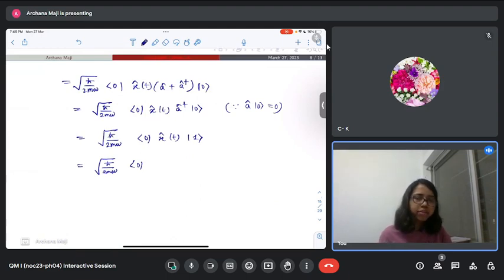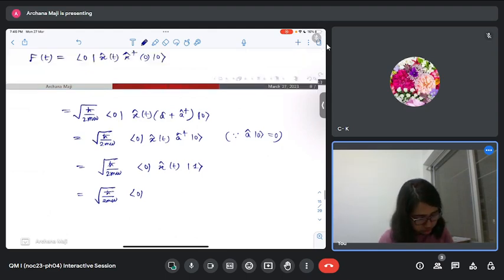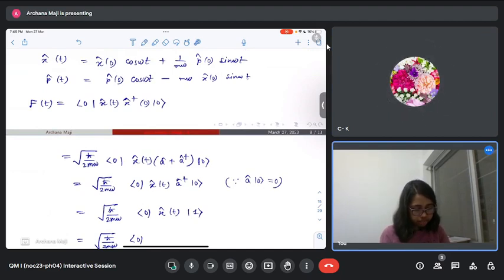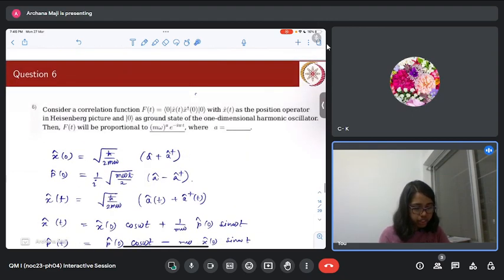You get my point, what I was trying to say? Madam, -2 or -1, but -1 will be because this is a square root. If you multiply twice, it will be just h cross over 2m omega, and so it's asking m omega to the power what? So m omega to the power -1.